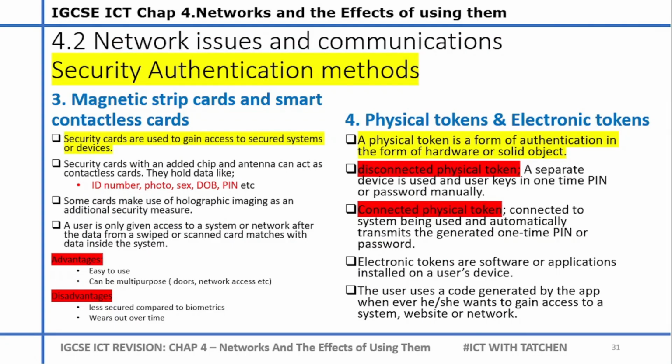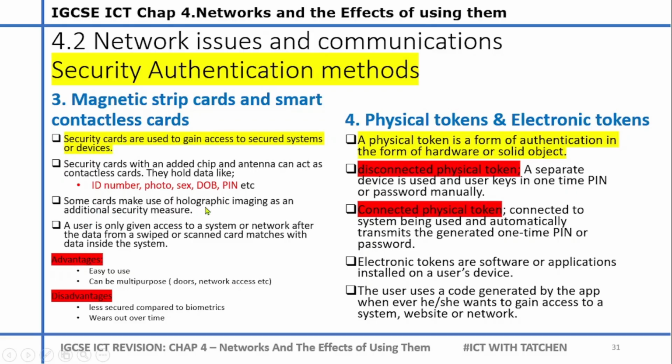Now we need to look at another security authentication method. The next one is magnetic stripe cards and smart contactless cards. I think we looked at this in chapter 2 where we looked at direct data entry devices. Magnetic stripe cards and smart contactless cards are security cards used to gain access to a secured system or devices. A smart card basically has a chip and an antenna which can act as a contactless card. They can hold data like your ID number, photo, sex, date of birth, PIN, and so on. With this information you can swipe a card or just flash a card and you get access to a system or into a building.